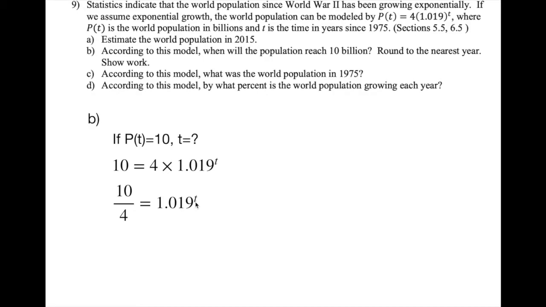Then how to solve for t? You take log base 1.019 on both sides. So on the left, that will become log base 1.019 of what's inside, 10 over 4, which is 2.5, equals your t. But for the calculator, they don't have the log of any base. They only have base 10 and base e. So you have to use one more step, the change of base formula.